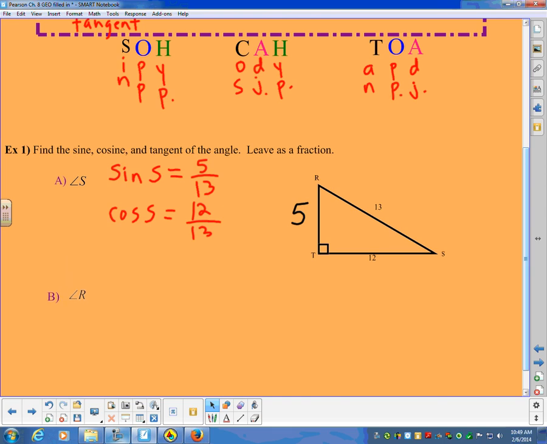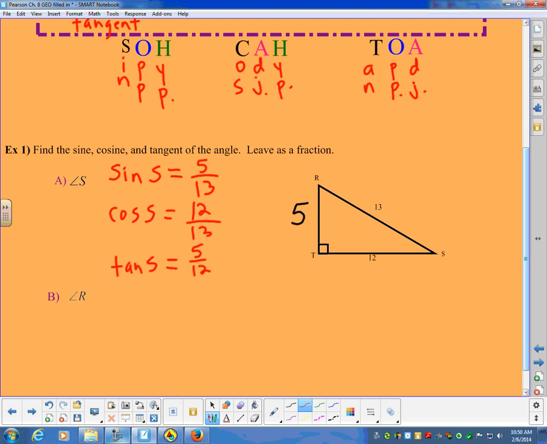And one more to do here. Tangent of S. Can you tell me what the ratio of the sides corresponding to the tangent of angle S would be? 5 over 12. Yeah, opposite over adjacent. So 5 over 12. So there is a specific angle S that will give me those particular ratios. I haven't shown you how to find that angle S yet, but I will.